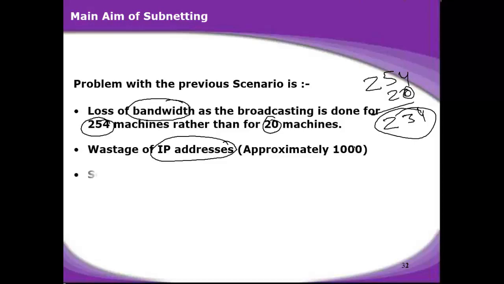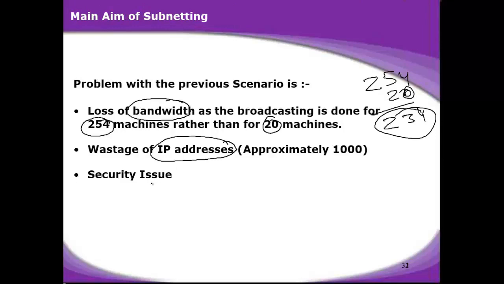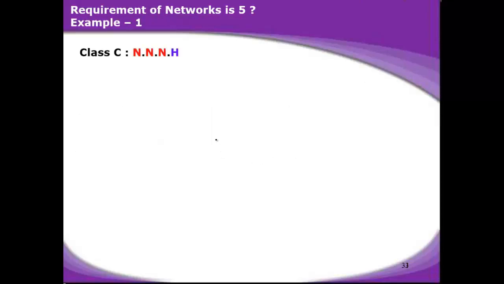That is huge. And there is a security concern as well with this, because you have just one network for all of your departments. One can get into another department easily without obstructing anyone in between. So there is a security concern as well in this address assignment. So the solution is subnetting.